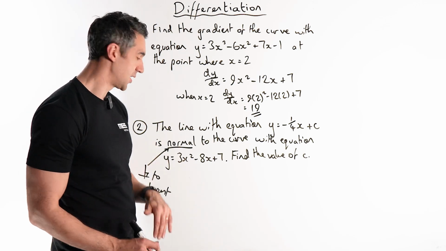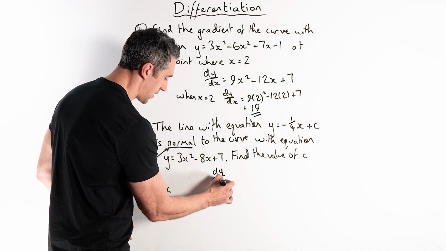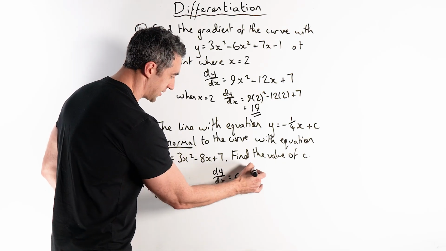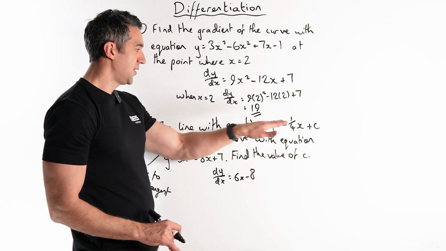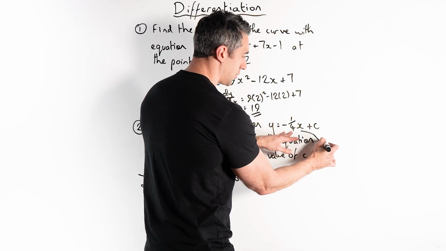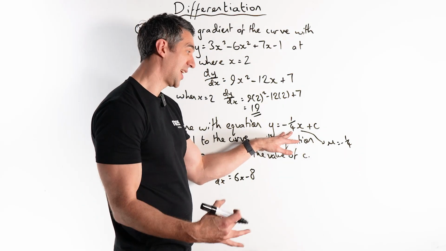So we're still talking about gradients, so we're still going to differentiate. So we're going to take dy/dx equals 6x minus 8. So there's our gradient function. Question now is, what do we do with it? If this line is normal to the curve, we know that this has a gradient of minus a quarter. So what would the gradient of the tangent be?